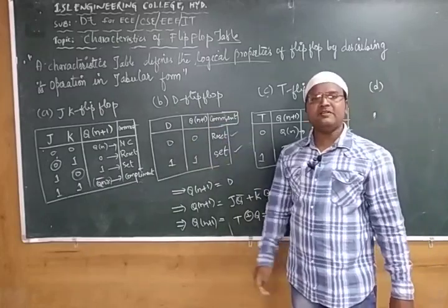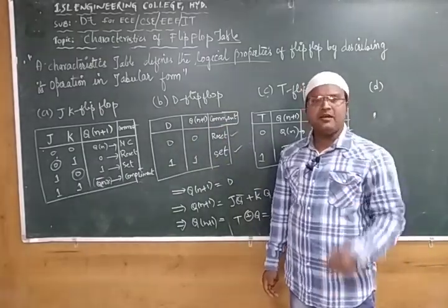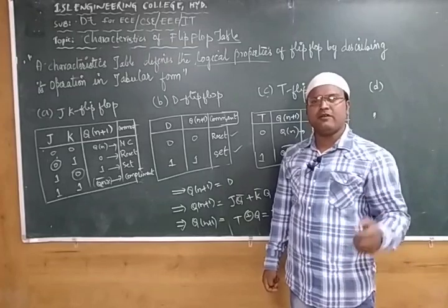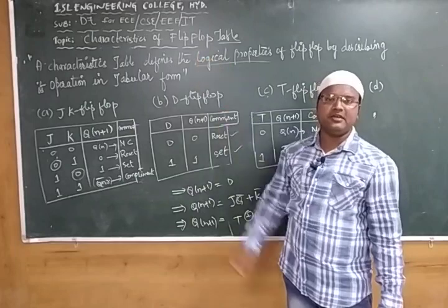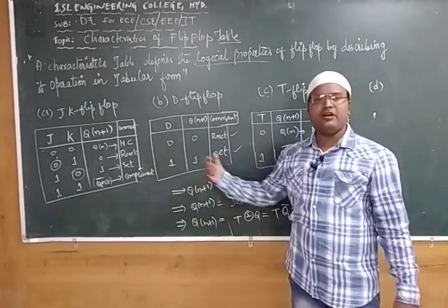Right? What is the Qn+1? It is the next state, and it depends upon the present state. And the next state, how it is going to work, is also explained by the characteristic equation, right? So that's how we wrote it for D flip-flop.